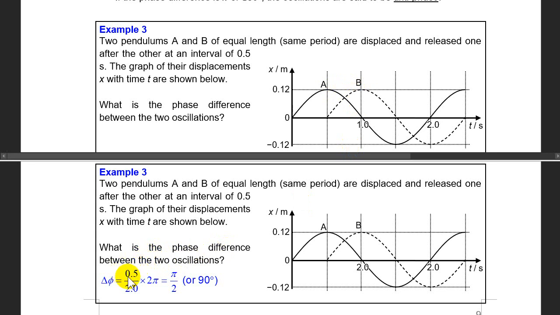So we use the formula just now, 0.5 over the period 2.0 times 2 pi. That will give us pi over 2. Or if they want it in degrees, that will be 90 degrees. Okay, so that's the answer for example 3.